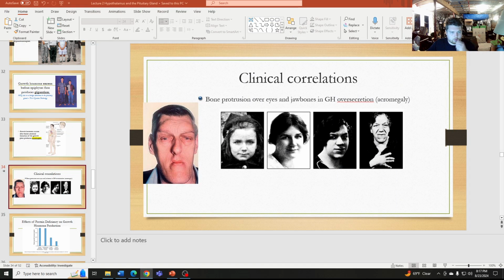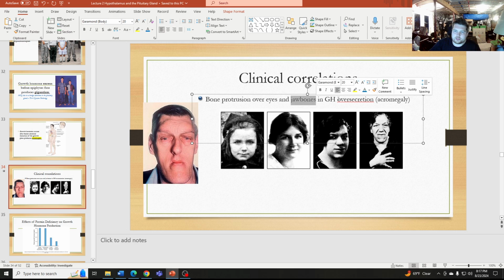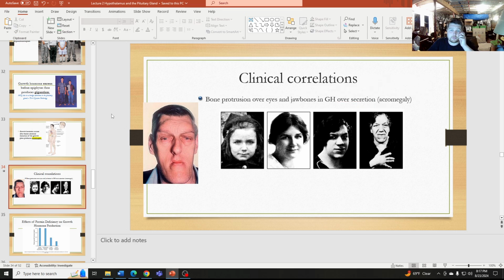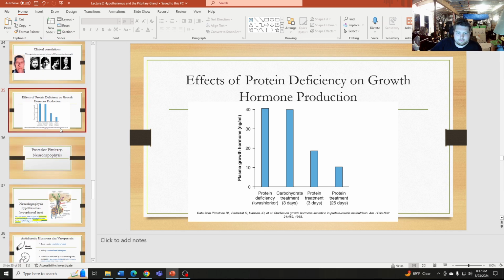So basically, once the growth plates are closed, the bone isn't able to continue to grow lengthwise. Instead, it grows in thickness. So you get a thickening of the features, especially a really big, almost caveman-style forehead, and also an increase in the jaw bones due to growth hormone oversecretion. So, the effects of protein deficiency on growth hormone production: when we're deficient in protein, we tend to have higher growth hormone levels.